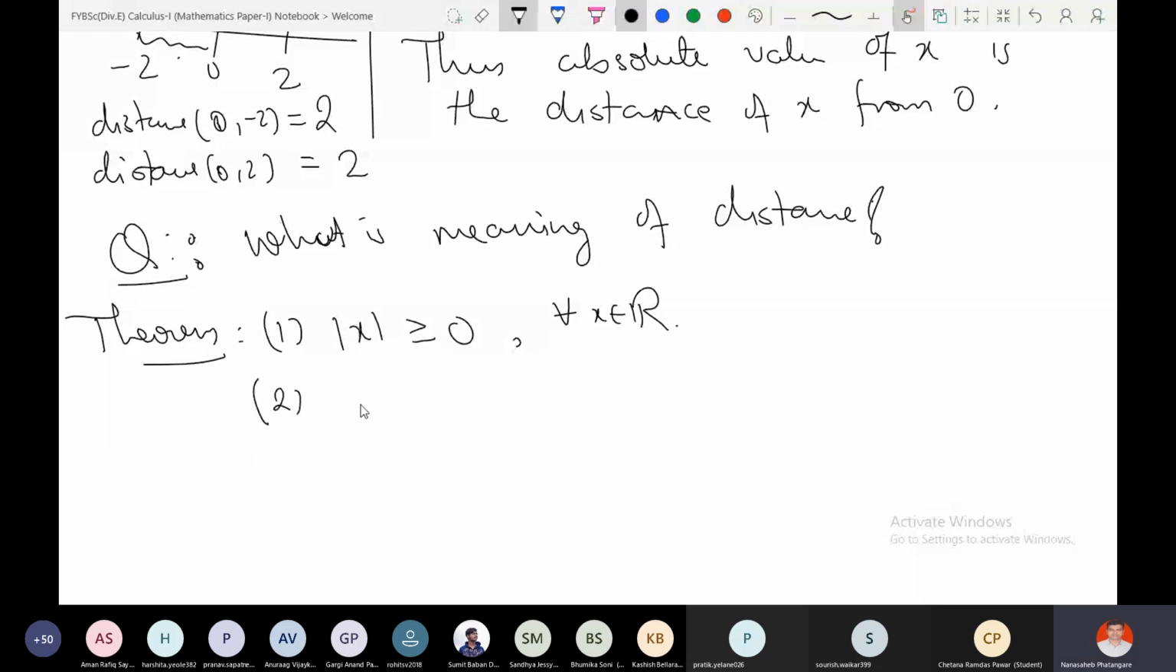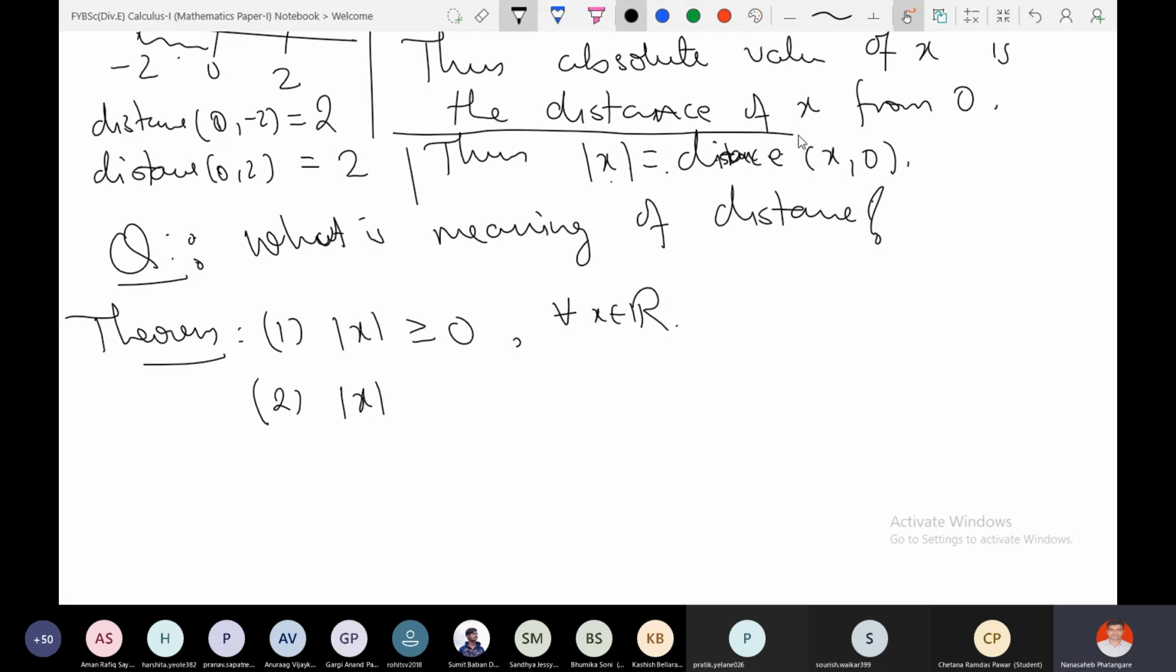Second, what is your second observation? What is your usual perception of distance? Distance of x. Thus, let me note here, absolute value of x is the distance of x from 0. Right. So what is another simple definition of absolute value? The absolute value of x is the distance of x from 0. This is the main point we should always remember: absolute value is nothing but distance.